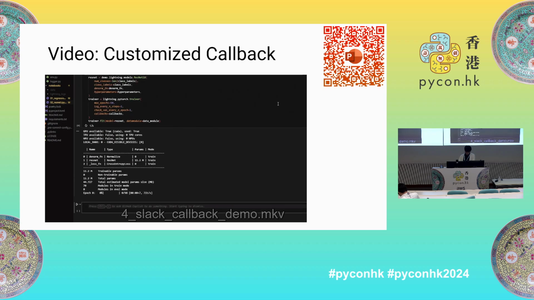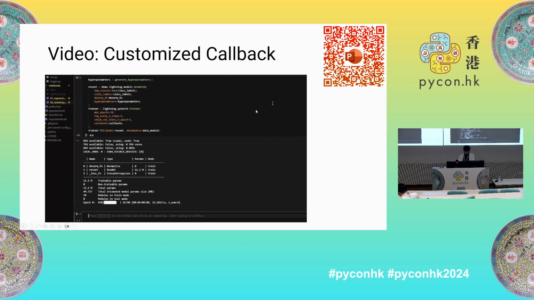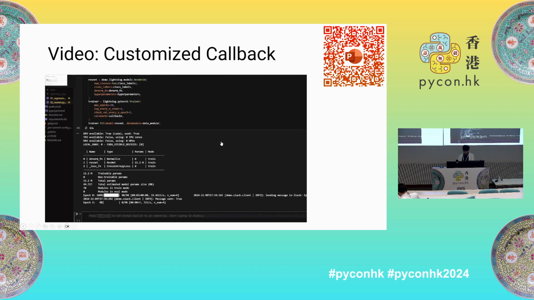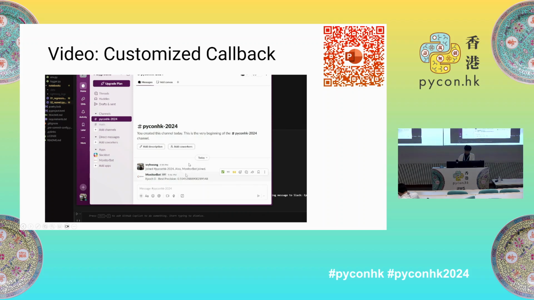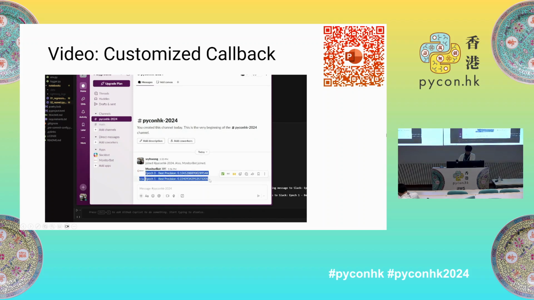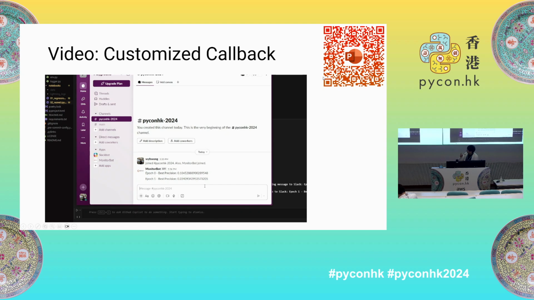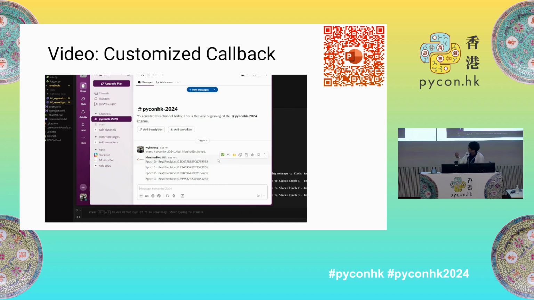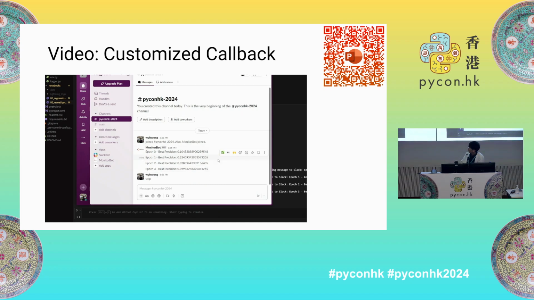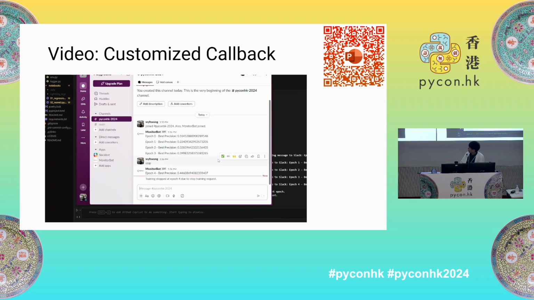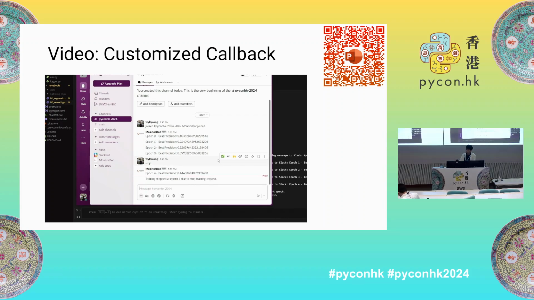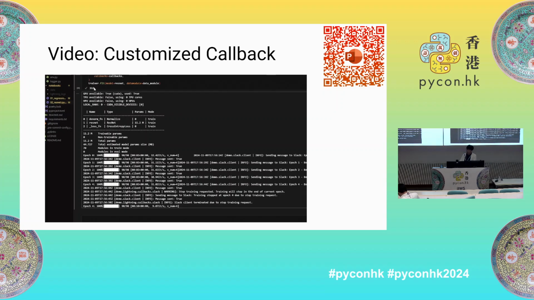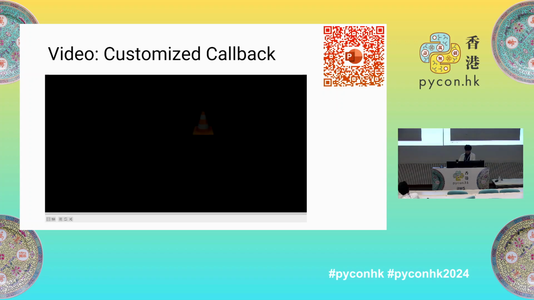So here we see the model will send the precision to the Slack channel, and we can see it here. After some epochs, we try to write a stop message to the channel, and the callback will react to the message you send to the Slack channel and stop the training. So you can see the training is stopped.